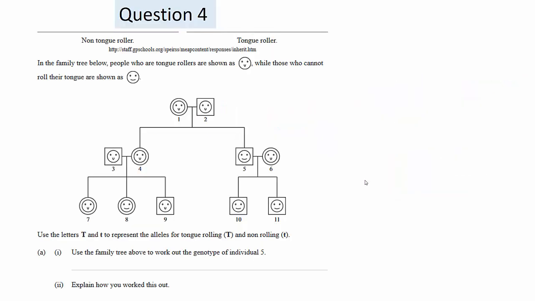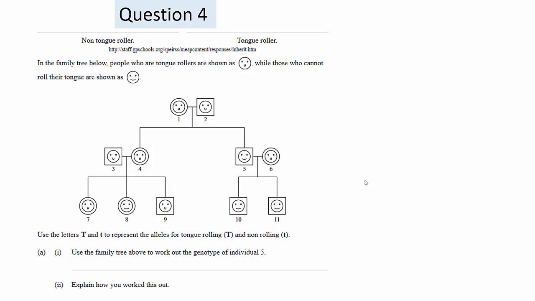Okay, so question 4 is asking us about tongue rollers and non-tongue rollers. So we've got a family tree below. People who are tongue rollers are displayed as that picture there, while those who cannot roll their tongue are a smiley face. So you need to use the family tree to work out the genotype of individual 5. This is individual 5 here. They've got a smiley face, so they are not a tongue roller.